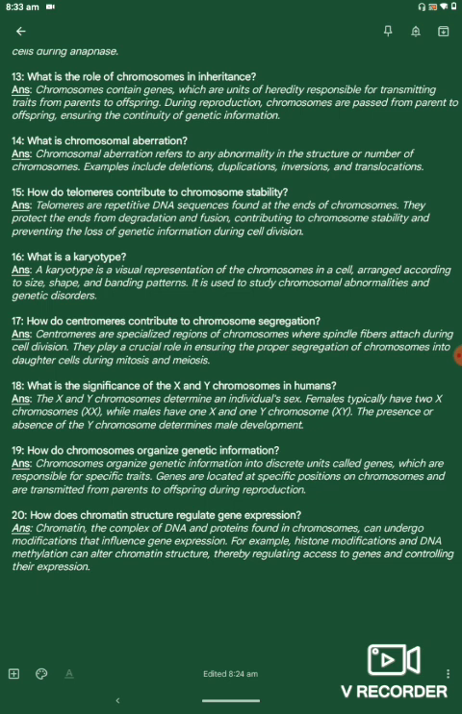Question 20. How does chromatin structure regulate gene expression? Answer. Chromatin, the complex of DNA and proteins found in chromosomes, can undergo modifications that influence gene expression. For example, histone modification and DNA methylation can alter chromatin structure, thereby regulating access to genes and controlling their expression.